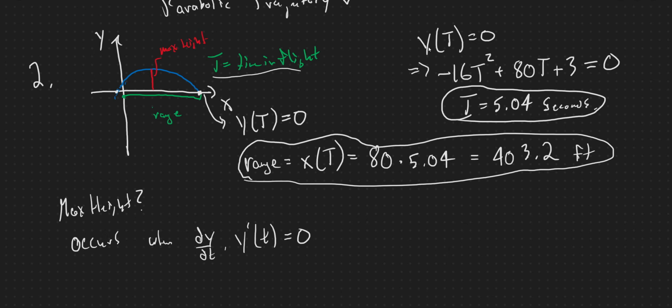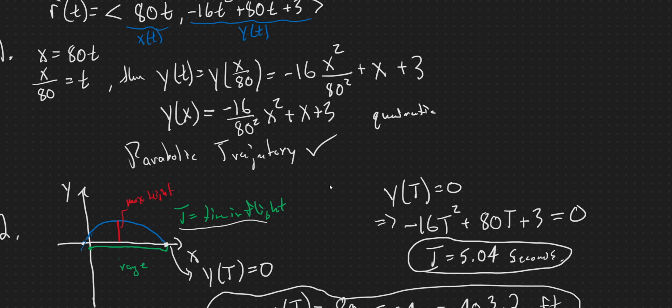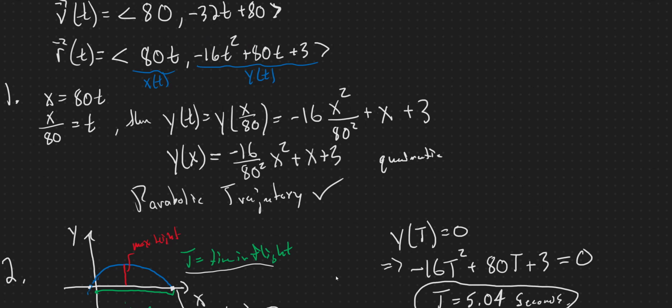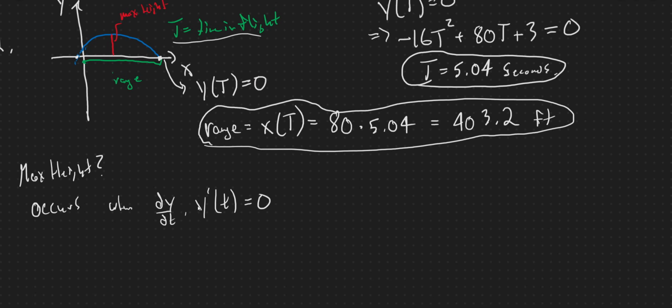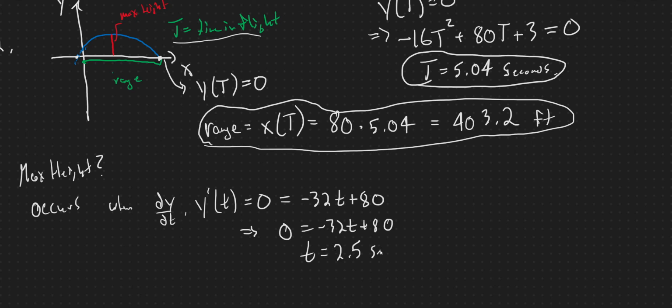So y of t, we have that. That's this one. So that's minus 32t. Or we can think of this like this is v of t, not v of t because we don't want the full thing, but the y component of v of t. And that was minus 32t plus 80. So we'll go ahead and solve this. We have 0 equal minus 32t plus 80. This is a particularly nice example. We get t equals exactly 2.5 seconds.